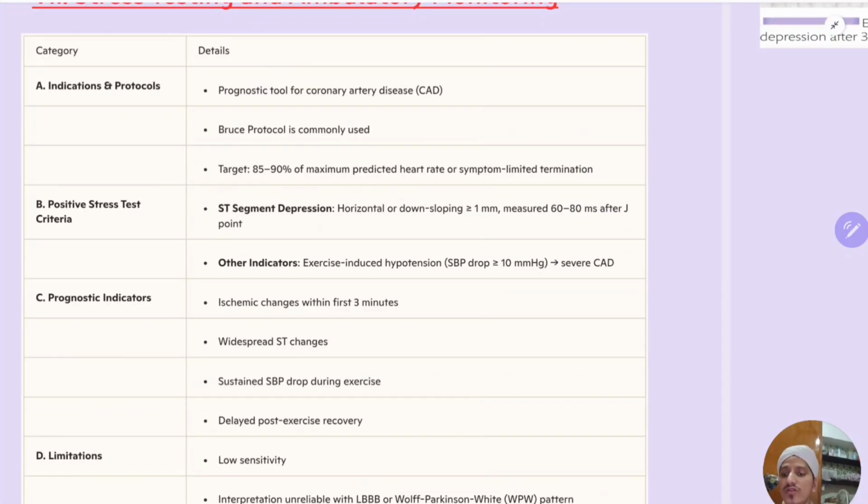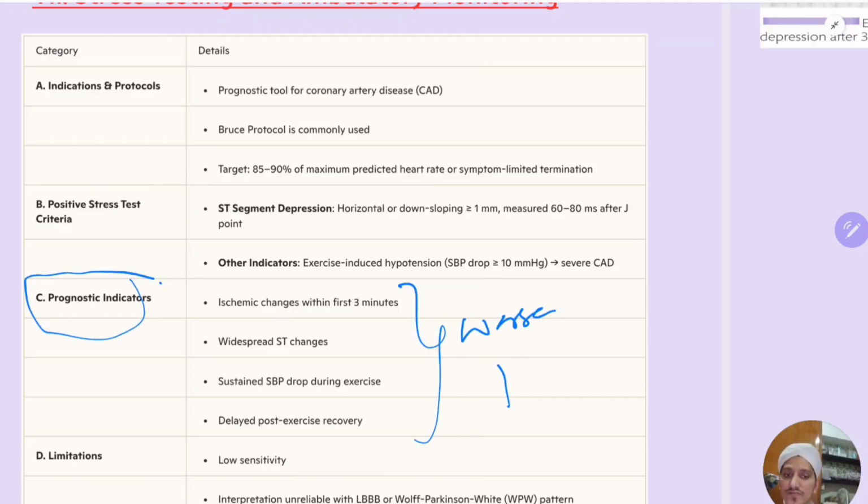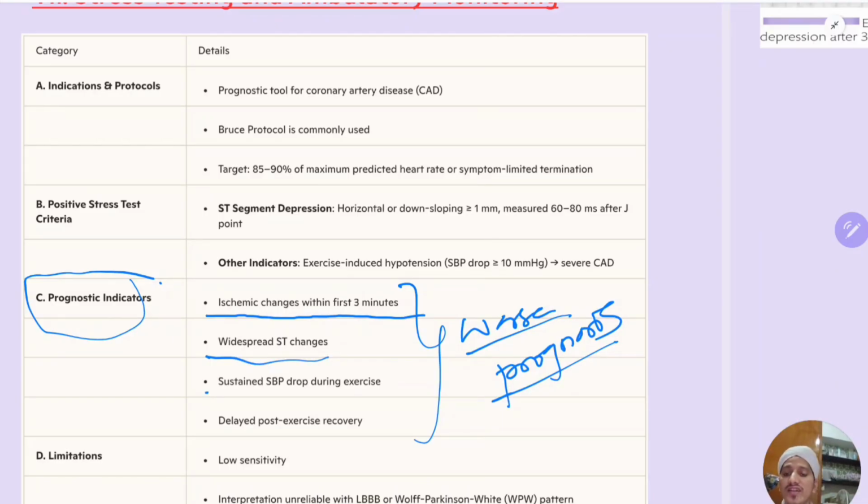So the next things are prognostic indicators. If these things are present, that indicates worse prognosis. Prognosis is bad in the patient if the patient developed ischemic changes in the first 3 minutes, if there are widespread ST changes, many leads involved, if there is a sustained SBP drop during exercise, sustained drop, it is not elevating after dropping, or delayed post-exercise recovery. So the BP is not recovering fast, or the ECG changes are not recovering fast. So delayed recovery of ST segment changes or the BP after the exercise also shows a worse prognosis.